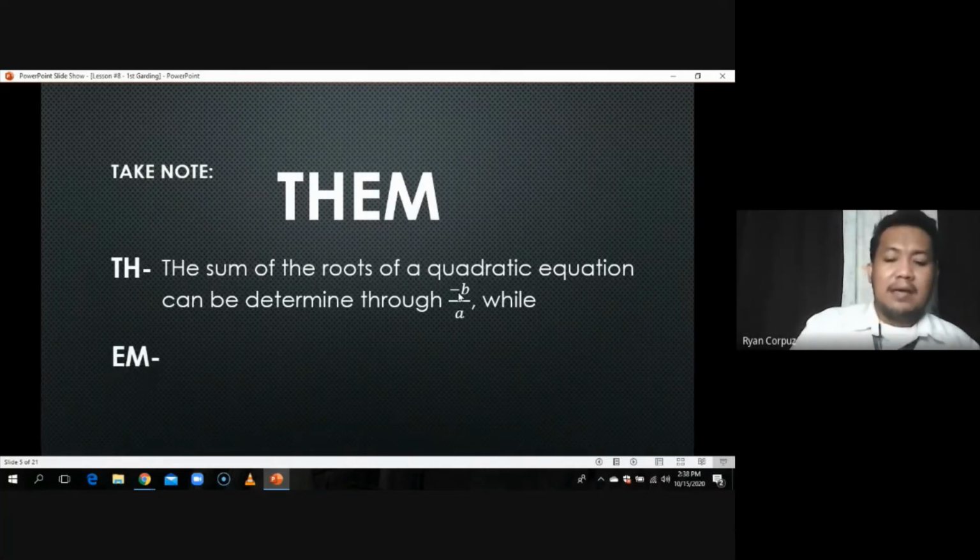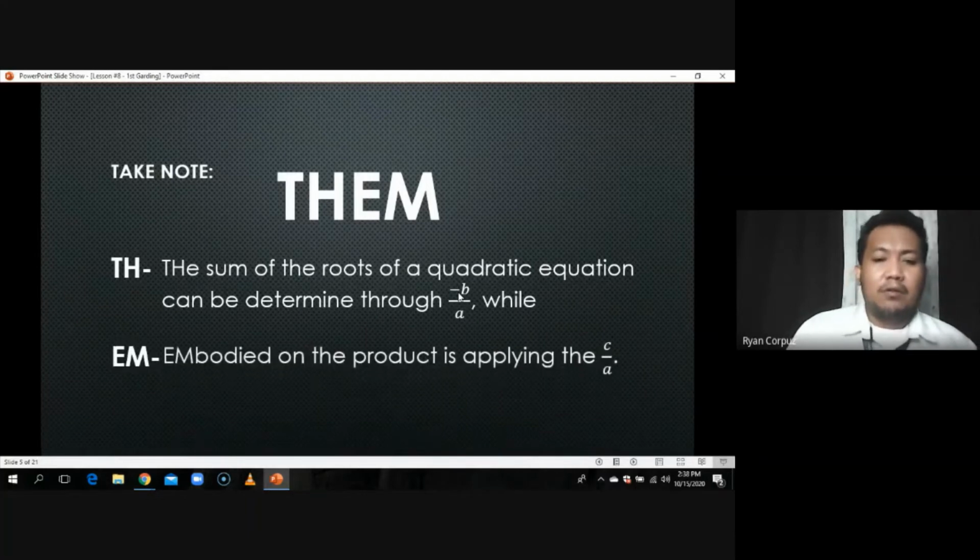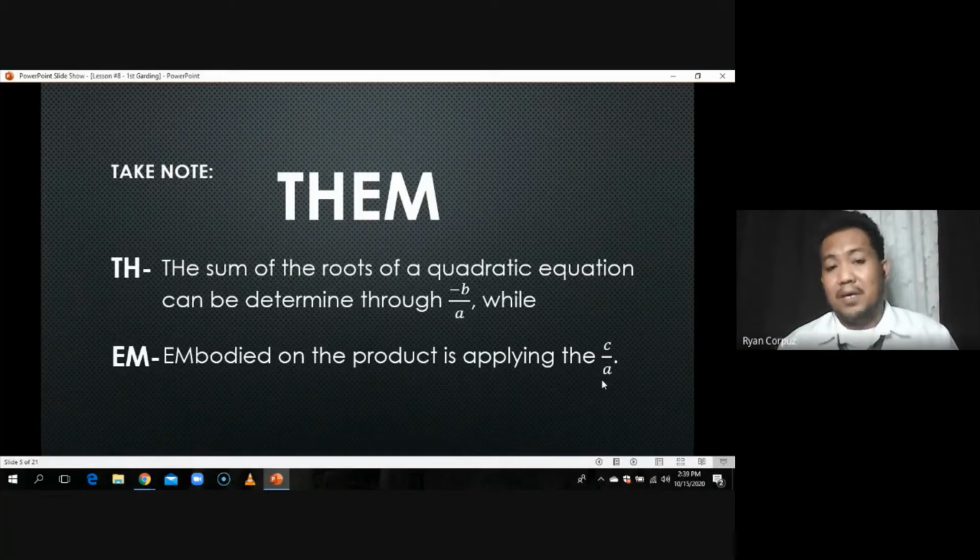On the other hand, EM stands for embodied on the product, which is applying c over a. So for you to find this time the product of the roots, you are just going to apply c over a. You just need to find the constant term in the given quadratic equation as the numerator, then divide it with the numerical coefficient of the quadratic term. So mas maganda if your equation is written in general form, or in the form ax squared plus bx plus c is equal to 0. Because in that way, you can easily and correctly identify the values of a, b, and c.